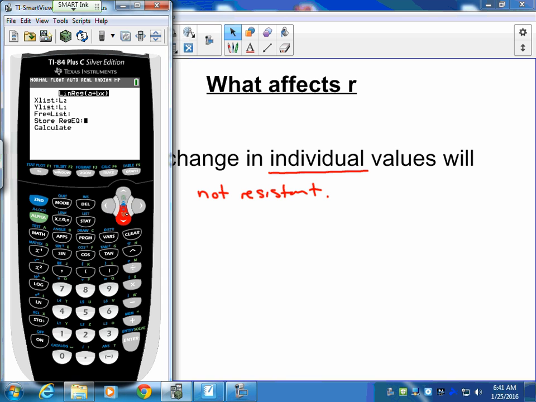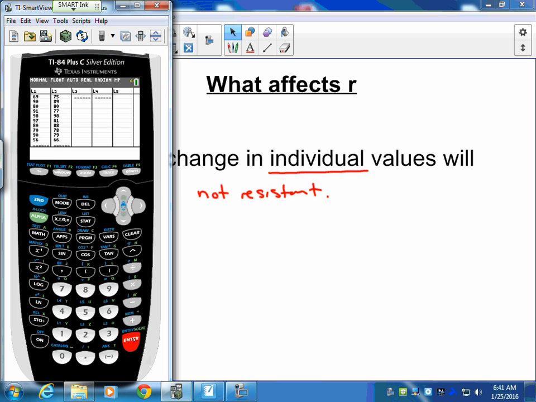Is that going to affect your overall situation? And if you notice, when we do our linear regression, it doesn't change that correlation value at all. It changes our slope and y-intercept of the linear regression line, but it does not change our R value as well.